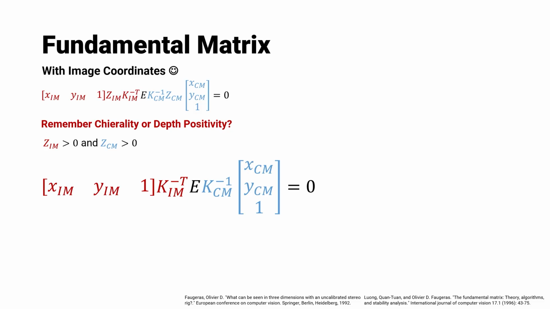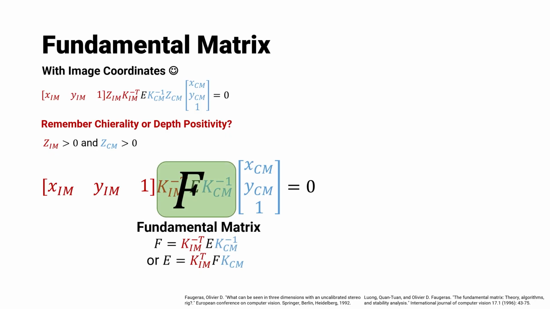So since we do that, now we basically have the image quantities of the Iron Man on the left hand side. Then we have a bunch of camera matrices and the essential matrix, and then we have the image quantities of Captain Marvel on the right hand side. Let's combine the K matrices and the E matrix into one quantity, and this is going to be called the fundamental matrix. So this is so important that we gave it the name fundamental matrix.